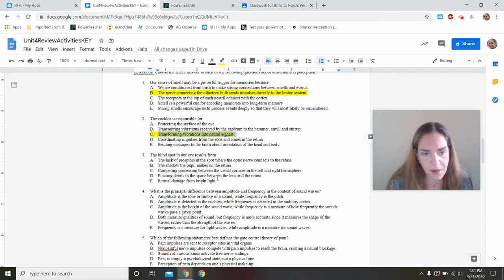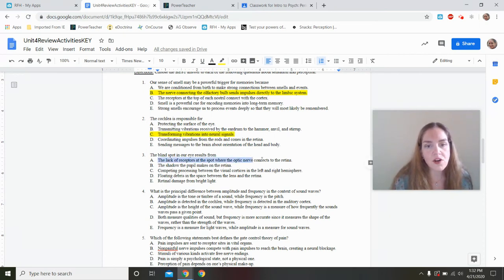Okay, well, it says here it results from, what are the possibilities? The lack of receptors at the spot where the optic nerve connects to the retina. The shadow the pupil makes on the retina. No, it's not like the shadow. It's not like the pupil has like this huge shadow in your eye. Competing processing between the visual cortices in the left and right hemisphere. Floating debris in the space between the lens and the retina. That would be scary. Retinal damage from bright light.